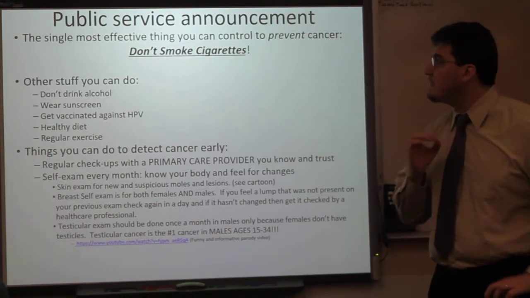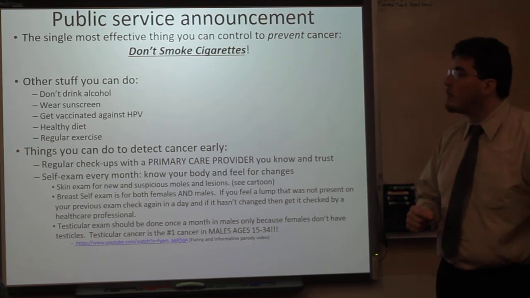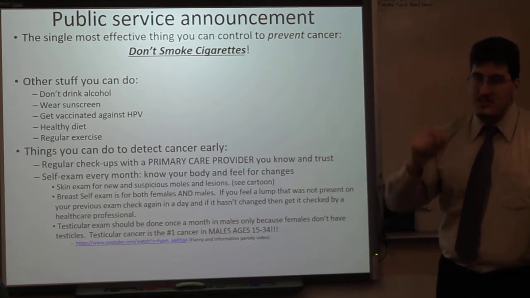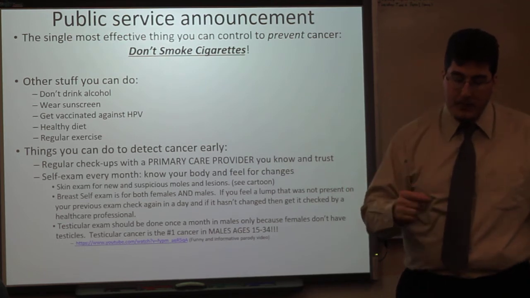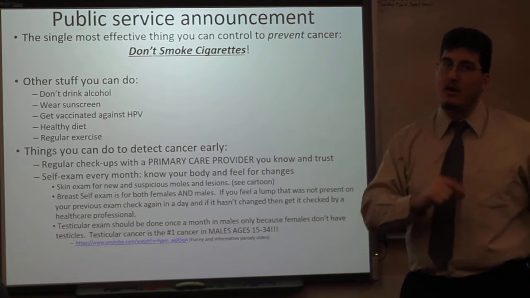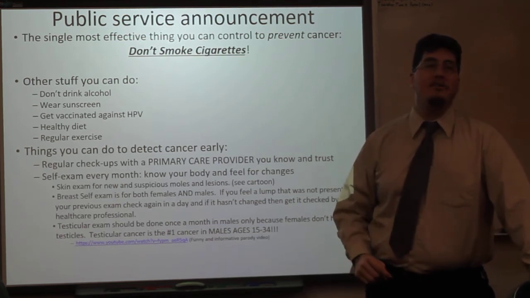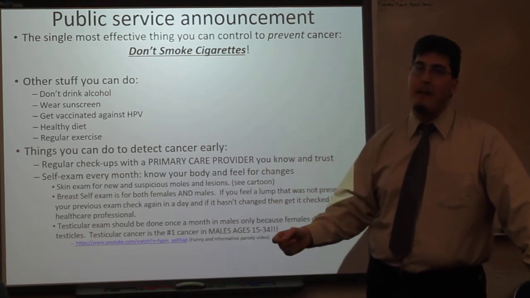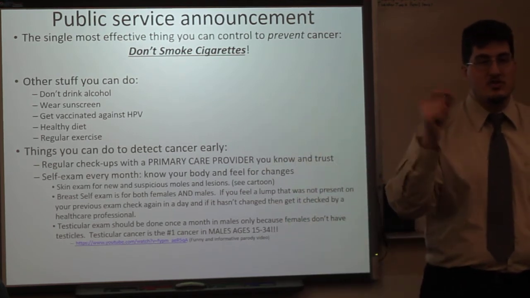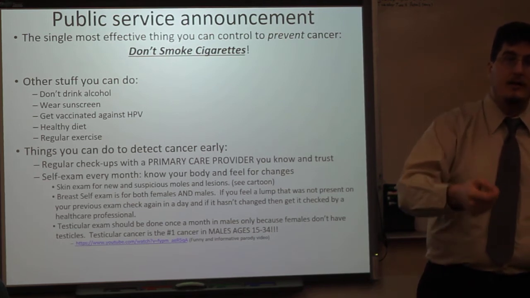Effectively, the single most effective controllable risk factor that you have control over is not smoking cigarettes. If you have started smoking cigarettes, stop. Quit now. If you have not started smoking cigarettes, keep that up. Do not start smoking cigarettes. If someone in your life smokes cigarettes, convince them to stop, because secondhand smoke is not just as dangerous, it is very dangerous as well.